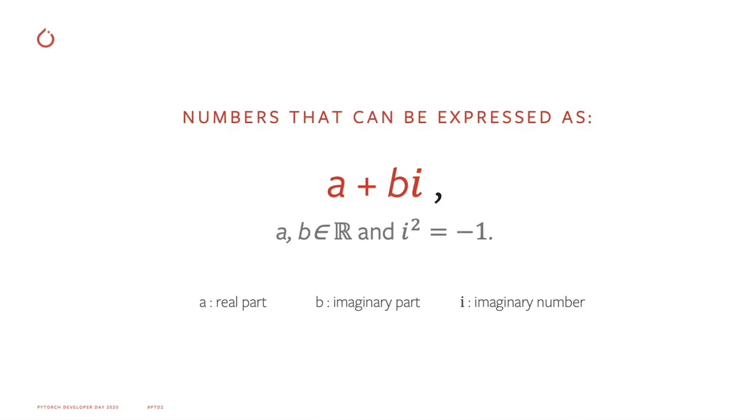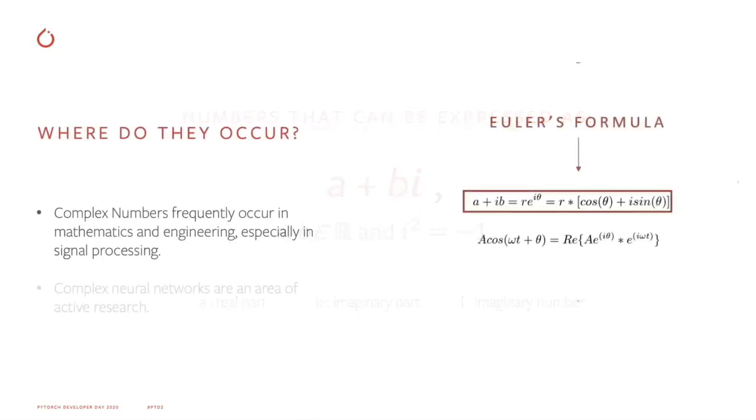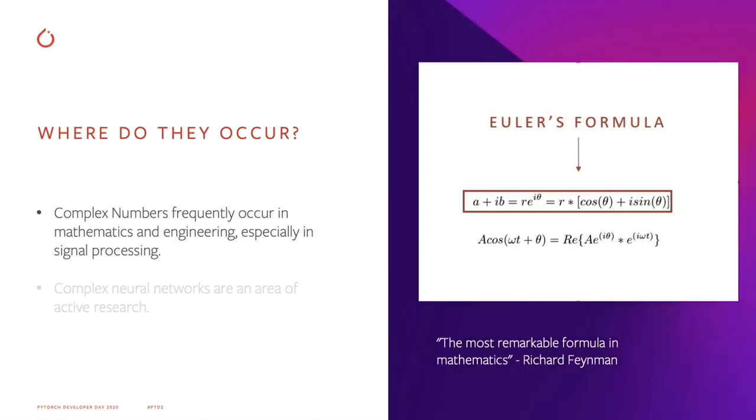So now that we have established what complex numbers are, let's talk a little about where they are used. Complex numbers have applications in a variety of fields, especially ones in math, physics, and engineering. Quantum mechanics and signal processing are some of the examples you might be familiar with.